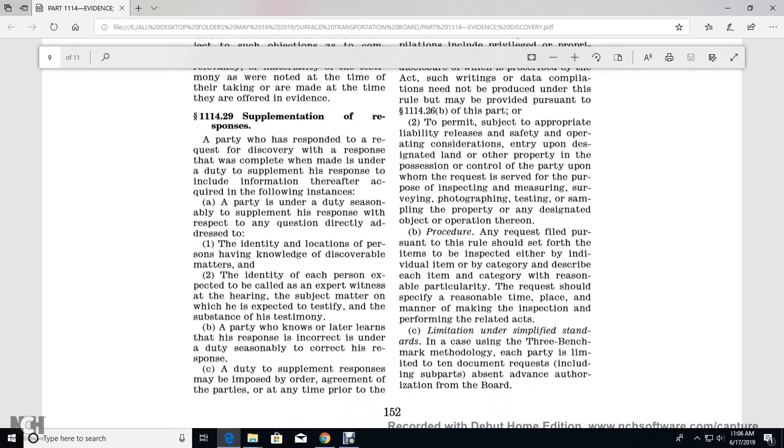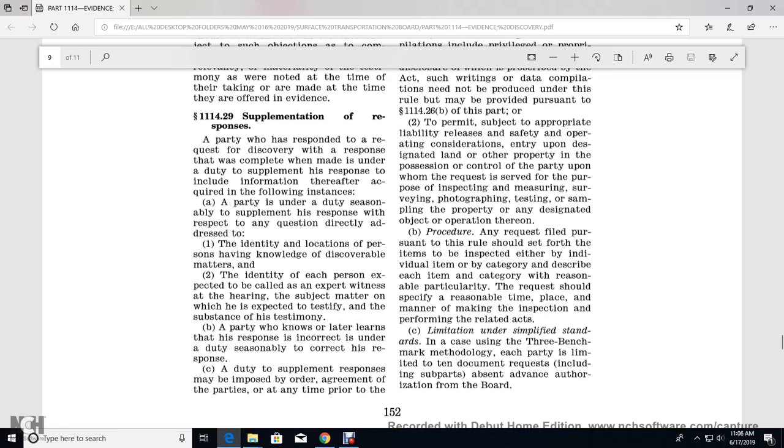11-14-29. Supplementation of responses. A party who responds to a request for discovery, with a response that was complete when made, is under no duty to supplement the response to include information thereafter acquired, except the duty to seasonably supplement the response with respect to any question directly addressed to it: identify the location of persons having knowledge of discoverable matters, and identify each person expected to be called as an expert witness at the hearing, the subject matter on which he is expected to testify, and the substance of the testimony.